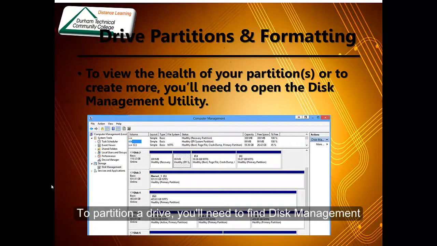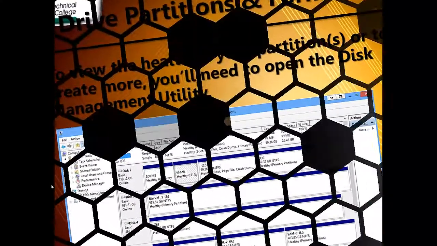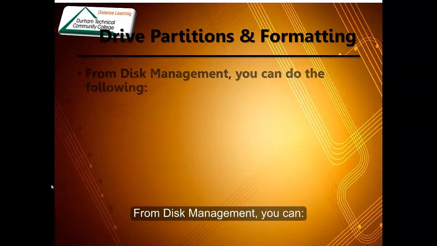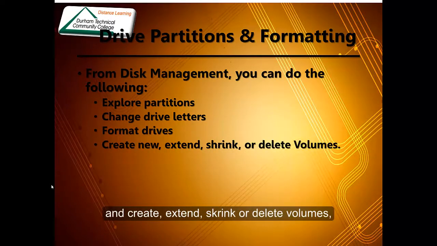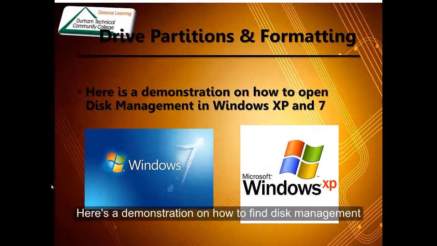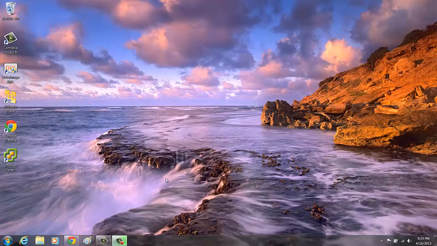To partition a drive, you'll need to find Disk Management, shown here under Computer Management. From Disk Management, you can explore partitions, change drive letters, format drives, and create, extend, shrink, or delete volumes. Here's a demonstration on how to find Disk Management in Windows XP and 7.